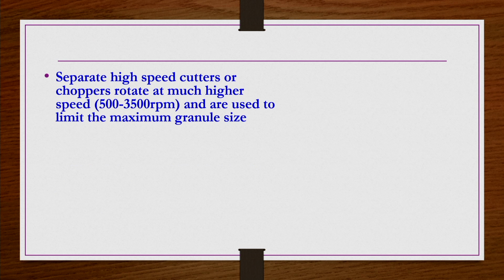So there are separate high speed cutters or choppers that rotate at much higher speed, between 500 to 3500 rpm, and are used to limit the maximum granule size. Because of high shearing, obviously you cannot expect a larger granule size. So especially if you do not want a very large granule size, it is better to go for this kind of equipment. If your requirement is a granule size between 2 to 20 mm, such a wider range, then it is better to go for tumbling granulators, okay.